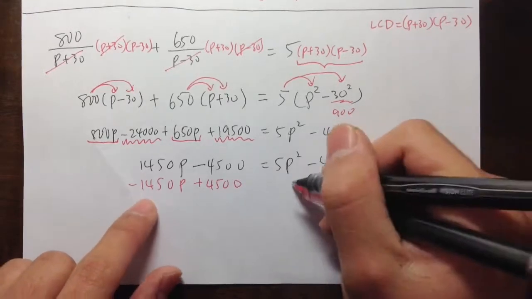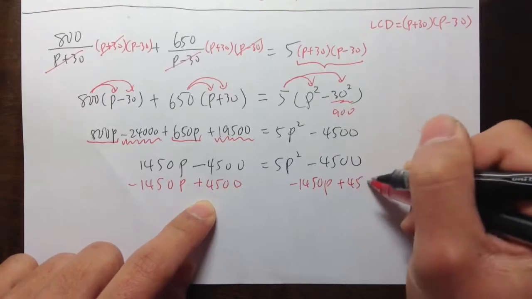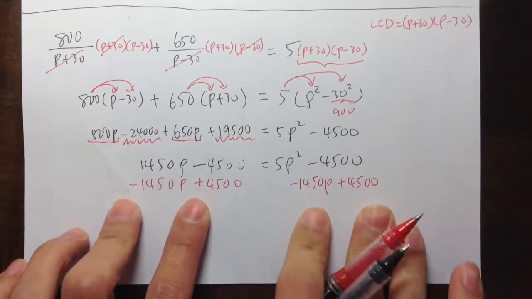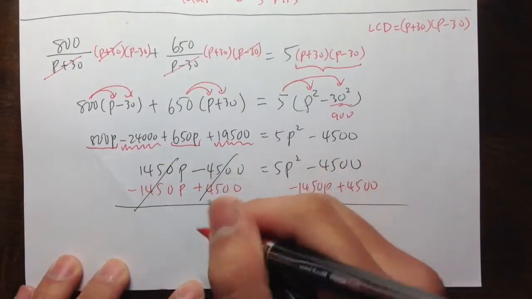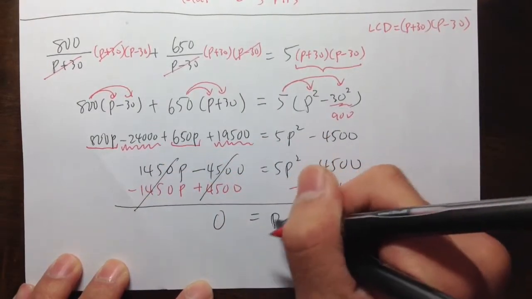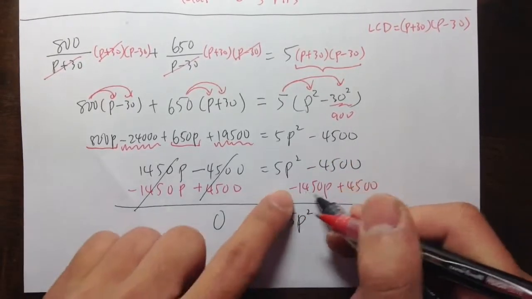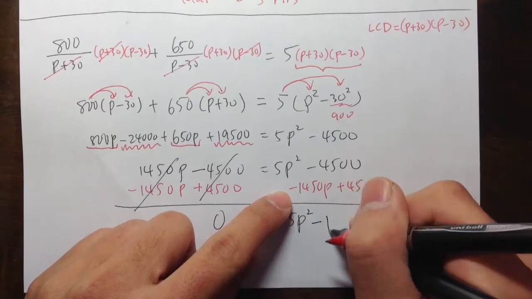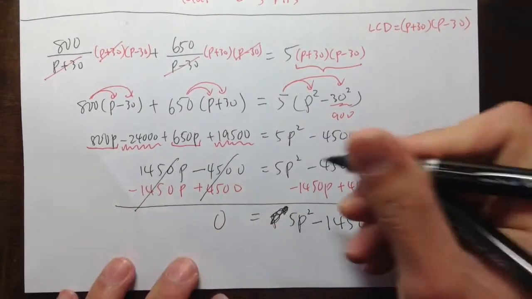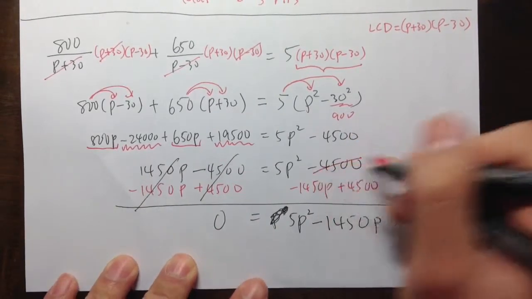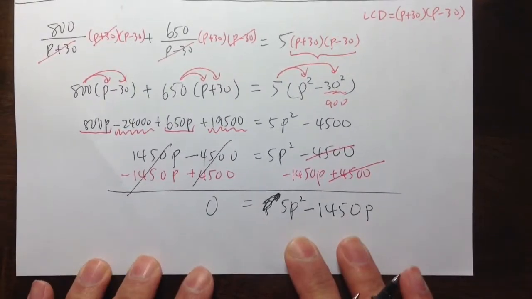Yes, so I need to subtract 1450p and then add 4500 on both sides. Do this on both sides. And then what do I get? That's 0, so I get 0 equals 5p squared, and then this is by itself, minus 1450p. And the negative 4,500 plus 4,500 cancels out. So I just need to solve for this.